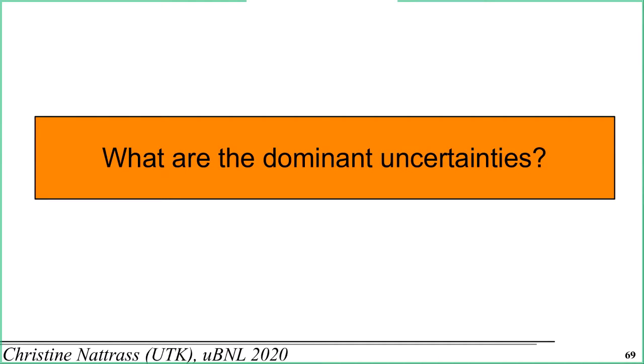All right, so I'm going to start off where I left off, and I'm assuming that people either paid attention or did not. And I want to start with the question of what are the dominant uncertainties on a measurement of jets? This is something I think every experimentalist should think about, because if you want to do a better measurement, that's where you should start.